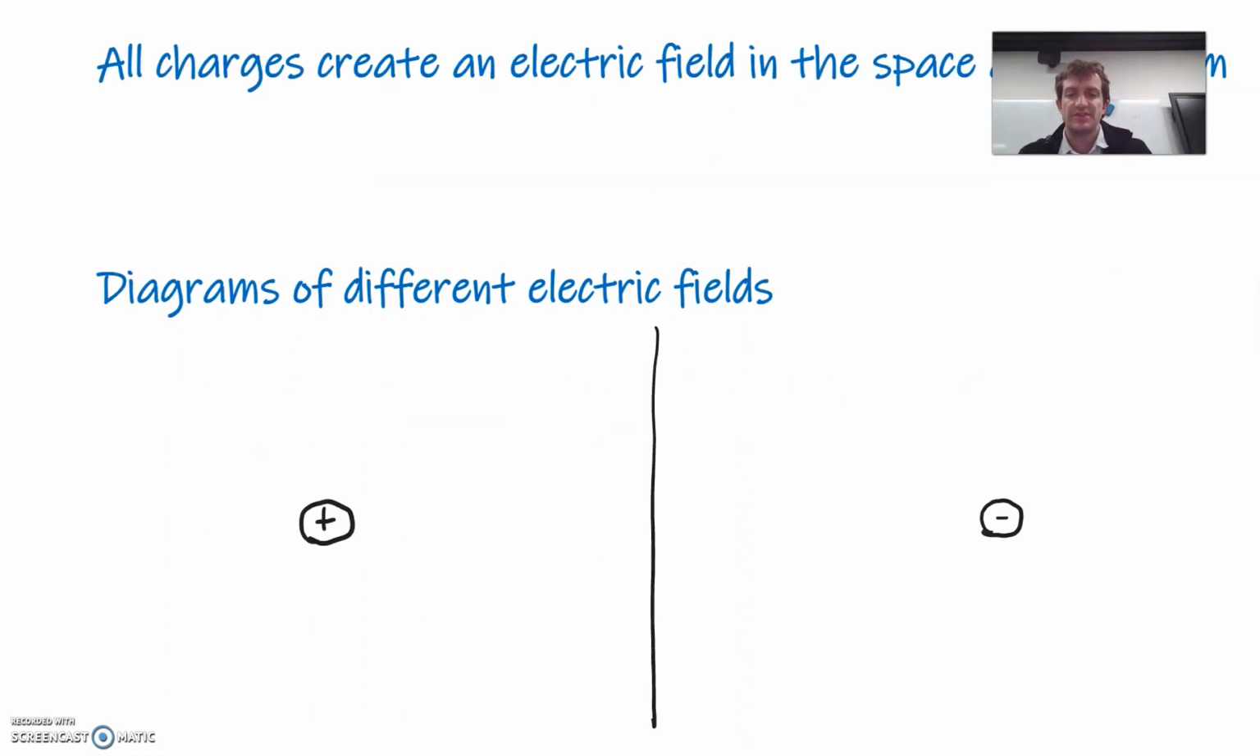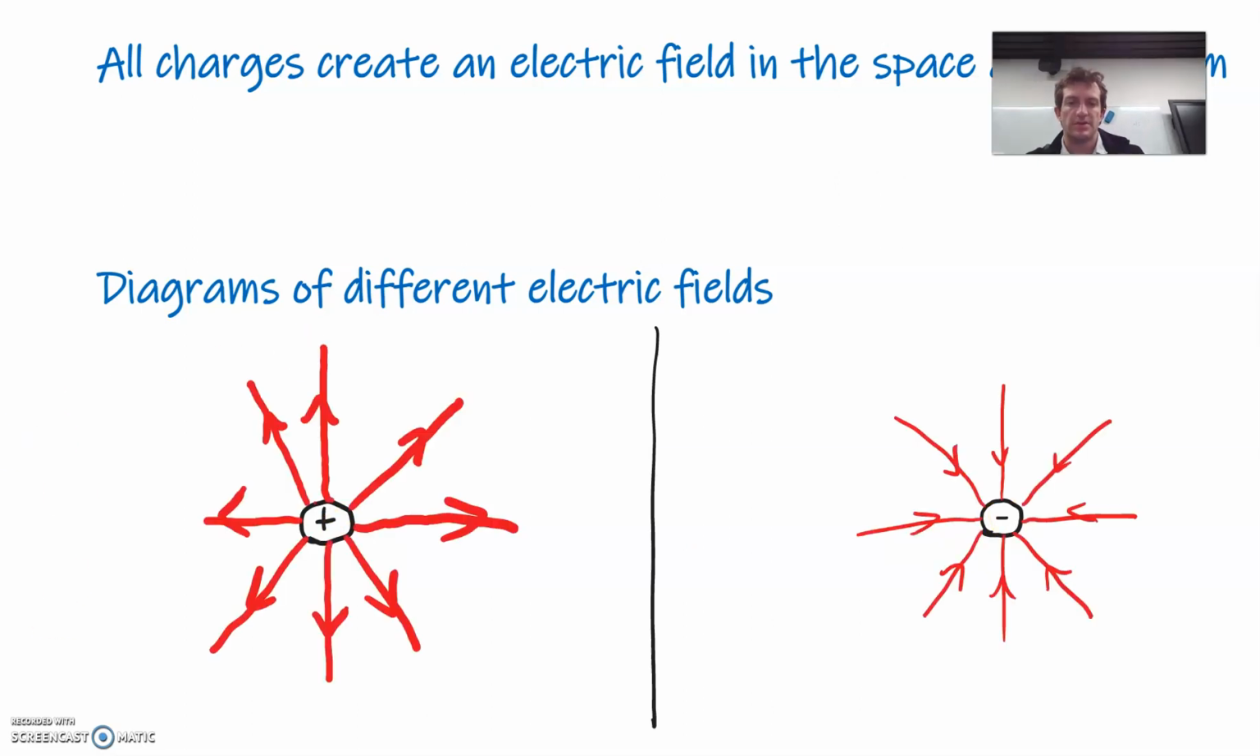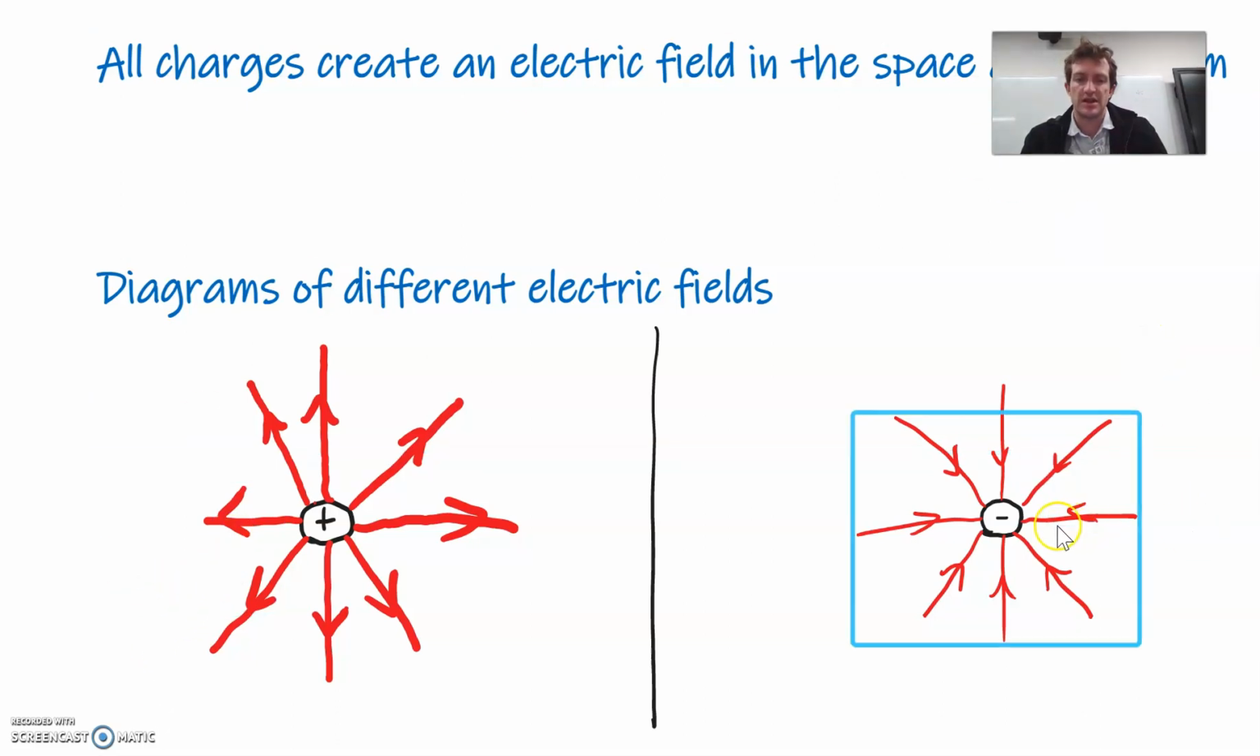You need to be familiar with the diagrams for different types of electric fields. We'll start off with the ones due to just point charges like these ones. The positive and negative point charges, the electric field will look like this. So it points radially outwards or inwards with nice straight lines. So you use a ruler to do this. Don't be lazy like me. With the arrows pointing outwards for positive charges and inwards for negative charges.